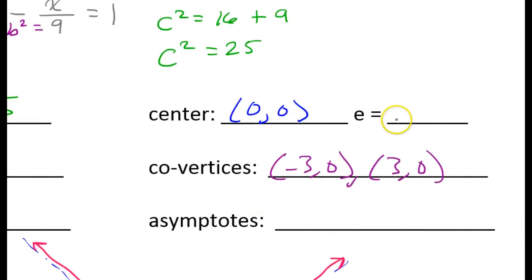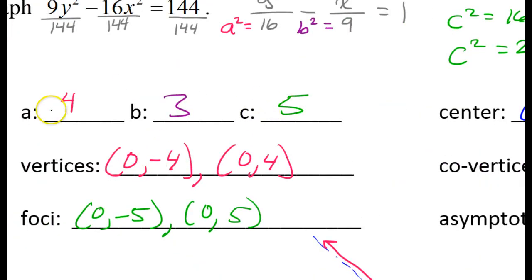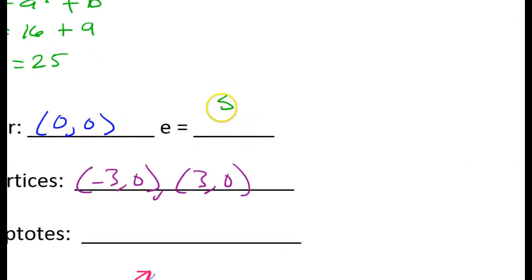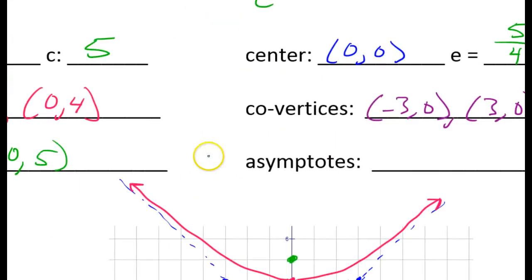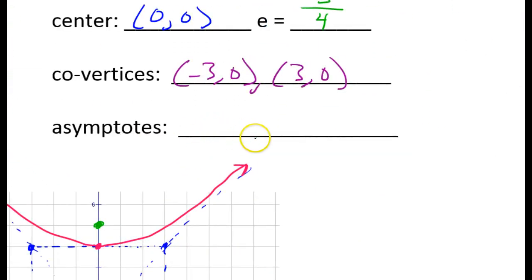All right, we might as well get the eccentricity out of the way. Eccentricity is always c divided by a, 5 over 4. For hyperbolas, the eccentricity is always bigger than 1. Okay, I think that's everything that we needed except for the asymptotes. We need the equation of the asymptotes.